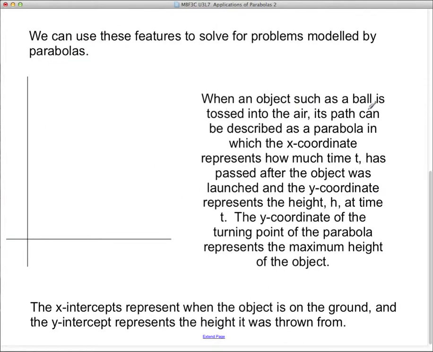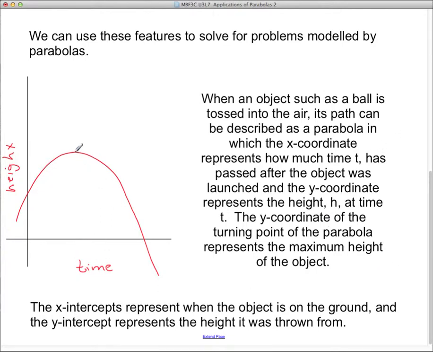It says, when an object such as a ball is tossed into the air, its path can be described as a parabola in which the x-coordinate represents how much time has passed after the object was launched, so the x-axis is time, and the y-coordinate represents the height. So up here is the height, H-E-I-G-H-T. Now I'm not going to put any numbers on here, but I am going to draw the flight of a projectile. Now this happens quite often. I'm maybe actually going to try that again so that I get it on the axis this time. There's our flight of the projectile.